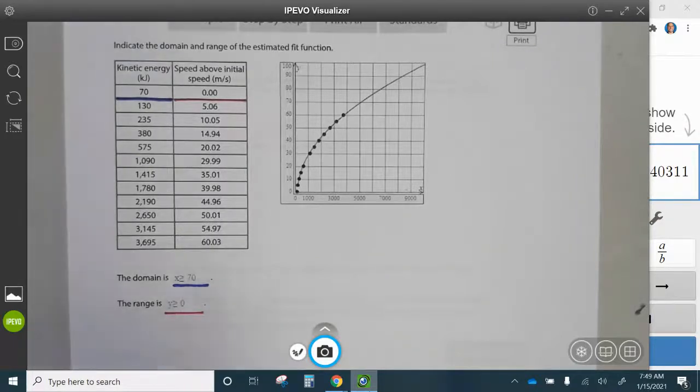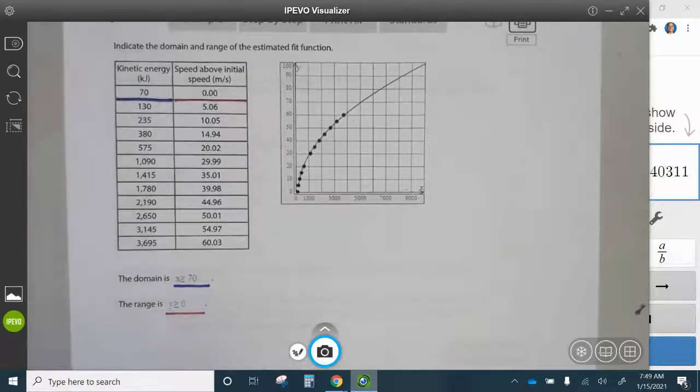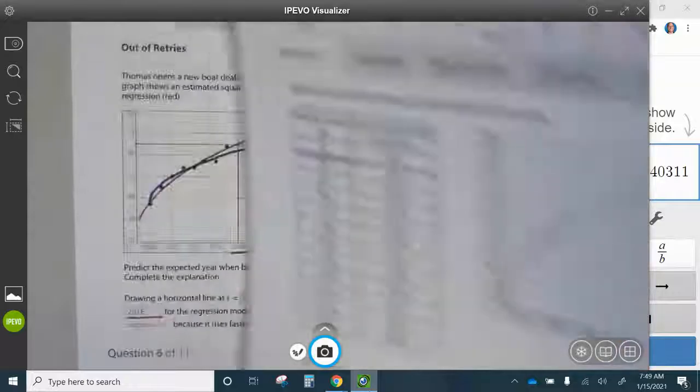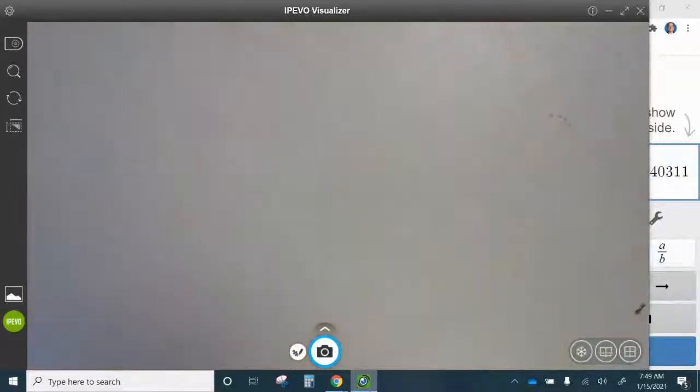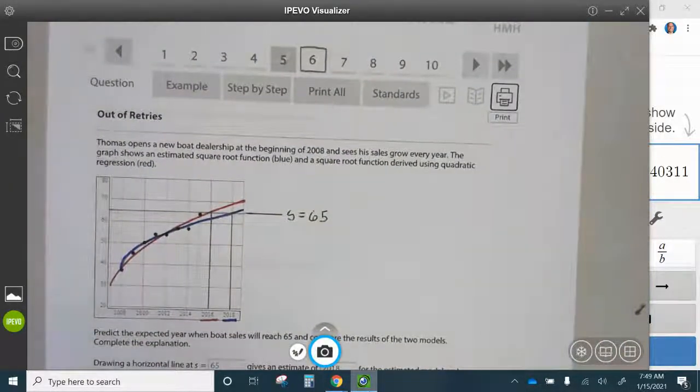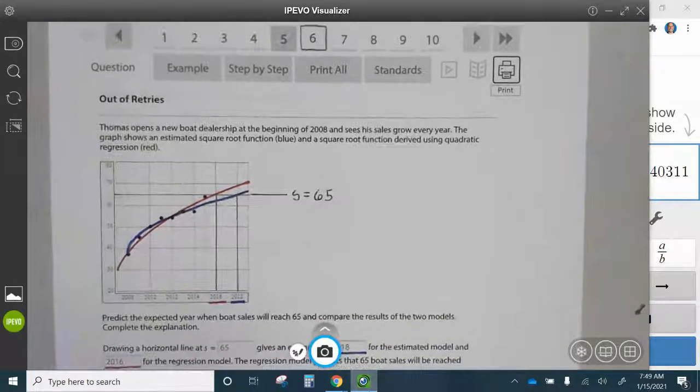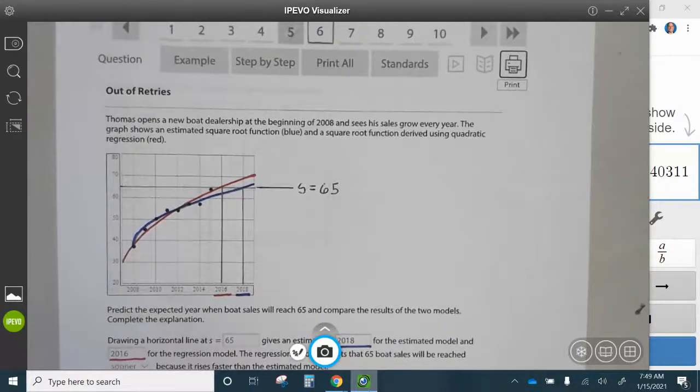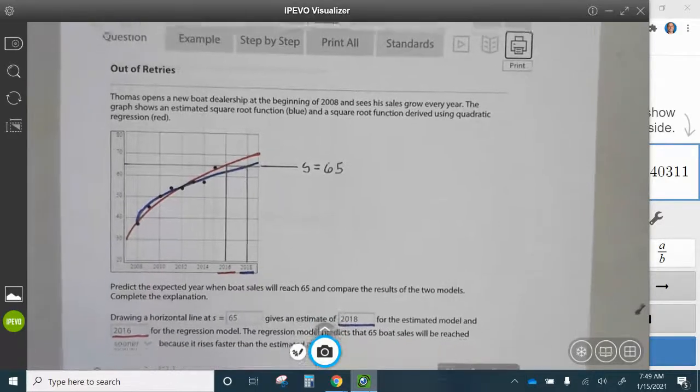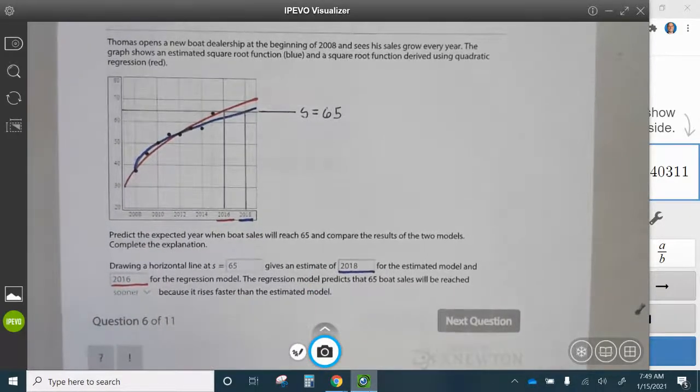Okay. All right. So let's go on to the next question. Thomas opens a new boat dealership at the beginning of 2008 and sees his sales grow every year. The graph shows an estimated square root function, blue, and a square root function derived using quadratic regression, red. Predict the expected year when the boat sales will reach 65 and compare the result of the two models.